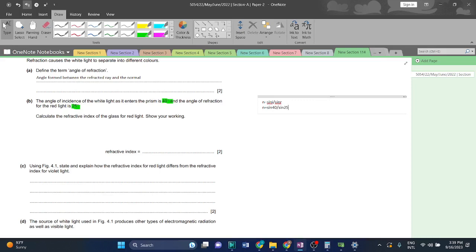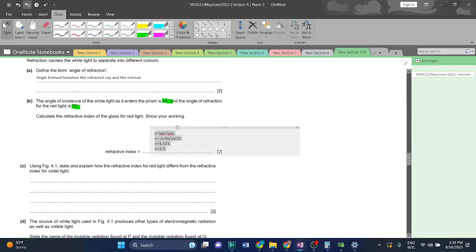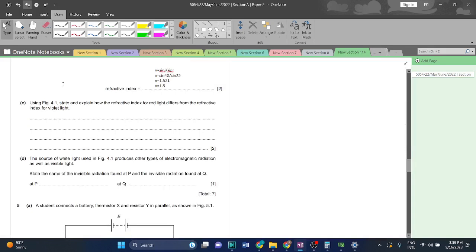So yeah, if you do the math, you'll get an answer of n is equal to 1.521. If we have to round off 1.521, that will be rounded off to 1.5. And that will be our answer. Let's move on.